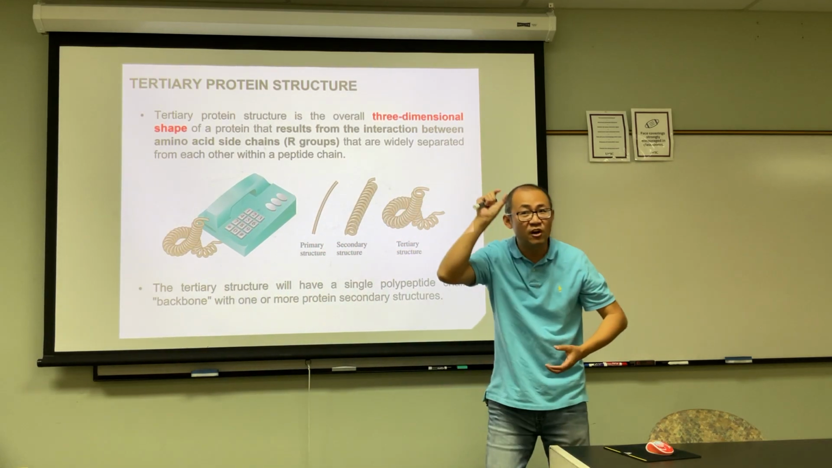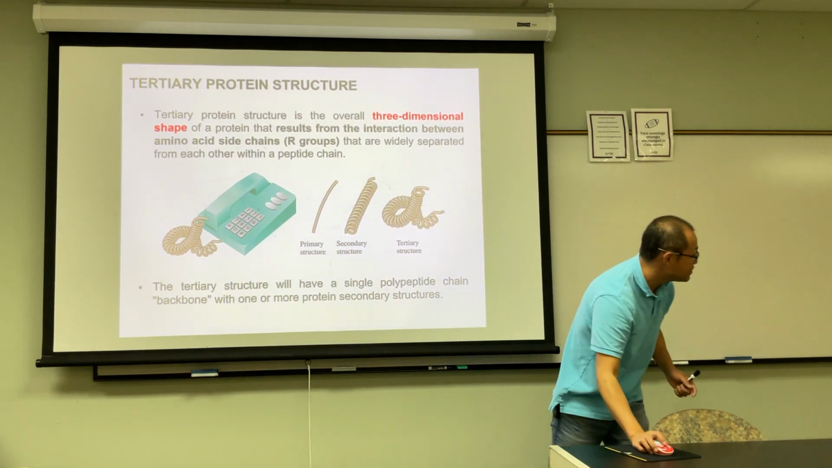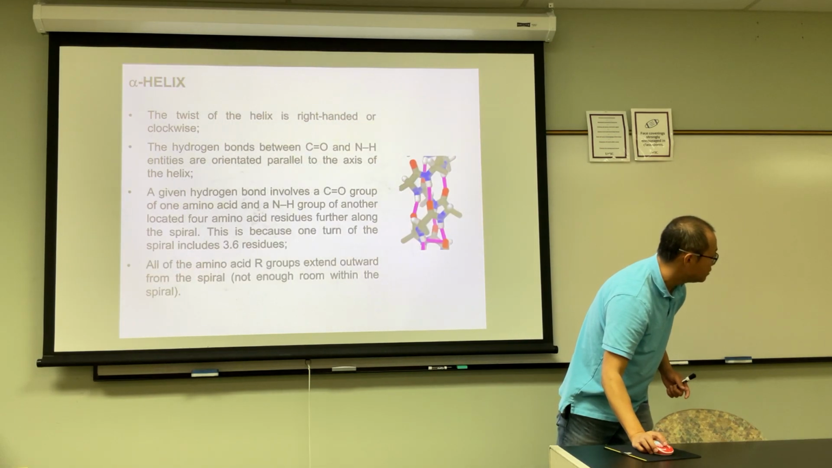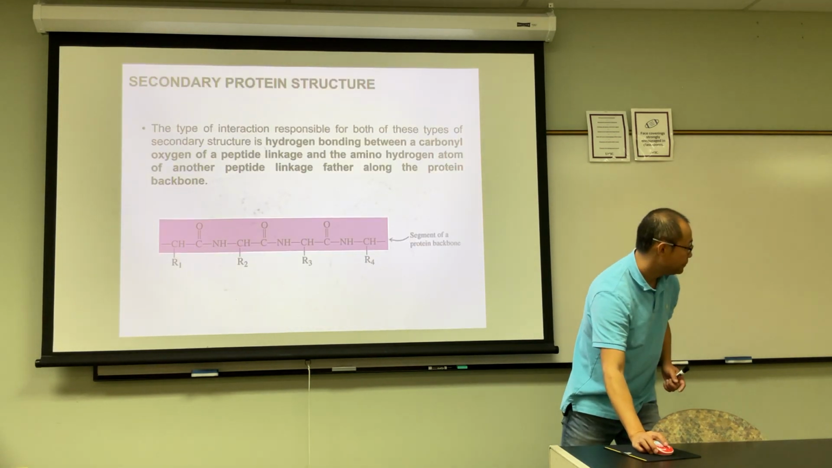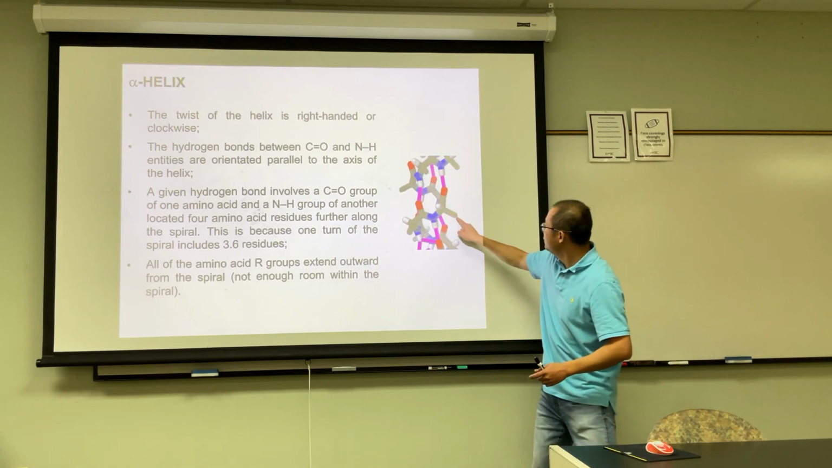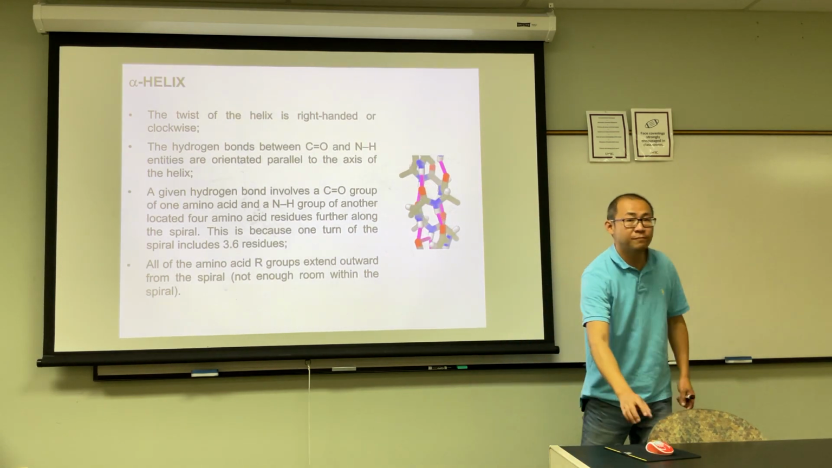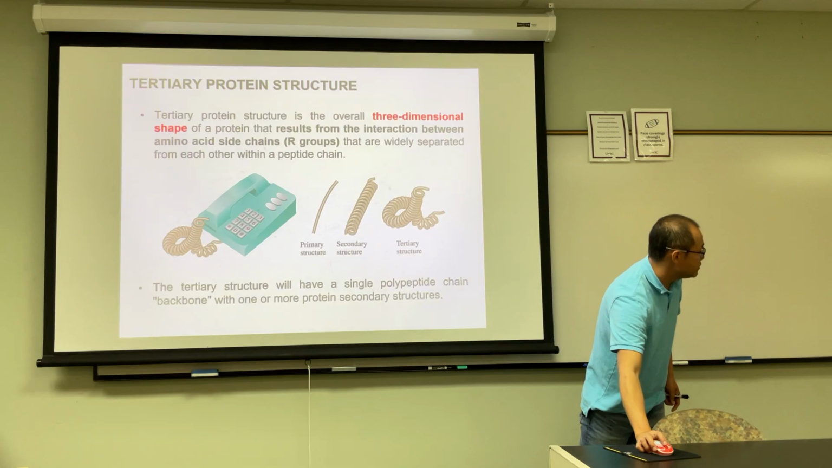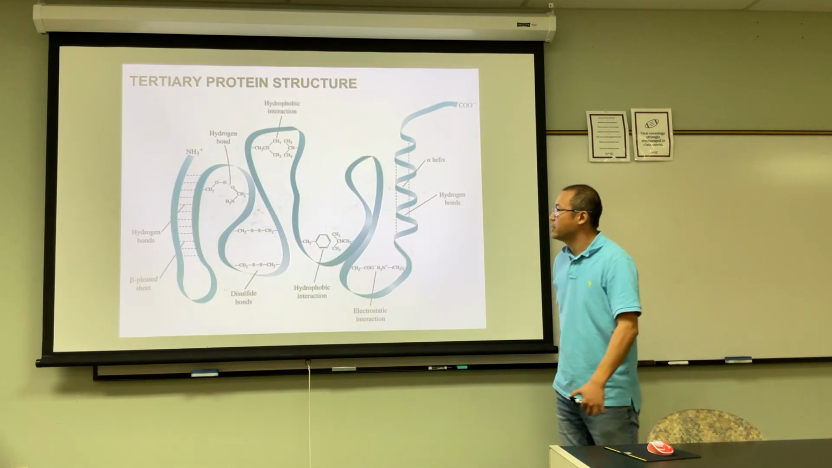So that means between this spot, there are 2 R groups interacting with each other. Why? Because R groups are outside, remember. Alpha helix, where is the R group? R groups are all outside. Perfectly for tertiary structure. So let's take a look.